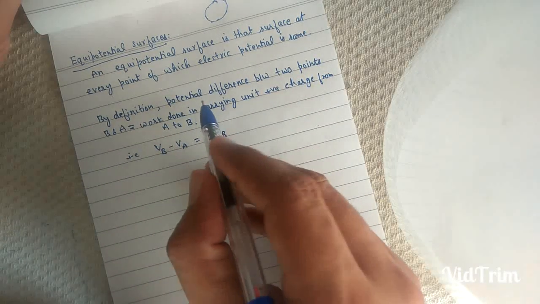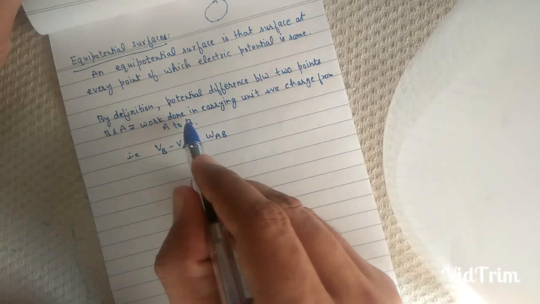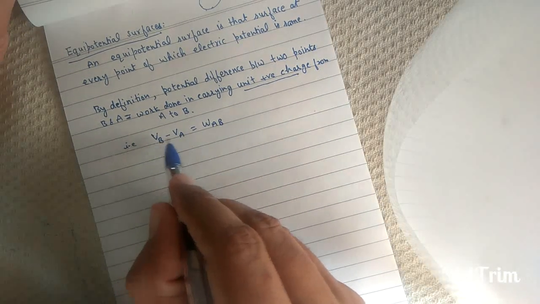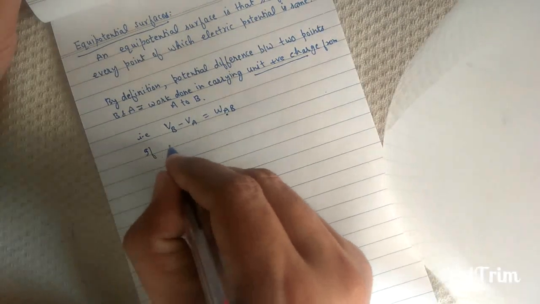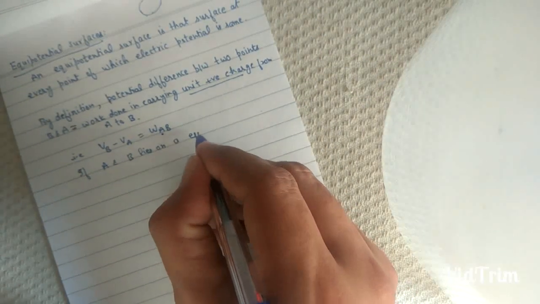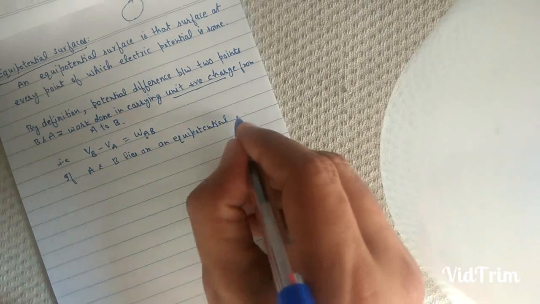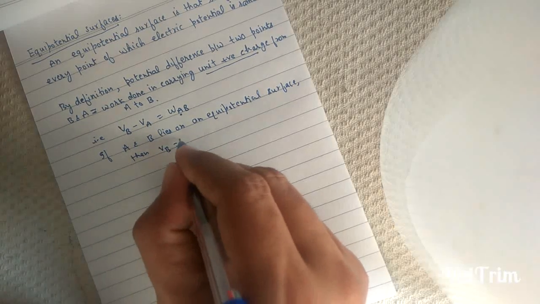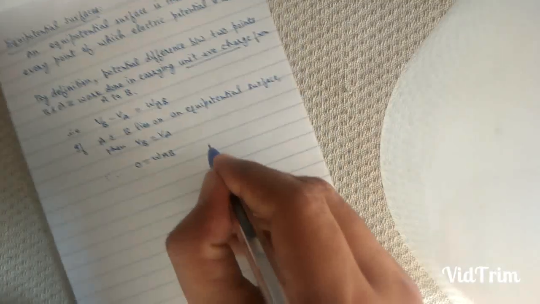By definition, we know that potential difference between 2 points B and A is equal to work done in carrying unit positive charge from A to B. If A and B lie on an equipotential surface, then potential at B is equal to potential at A. Therefore VB minus VA is 0, so WAB is equal to 0.